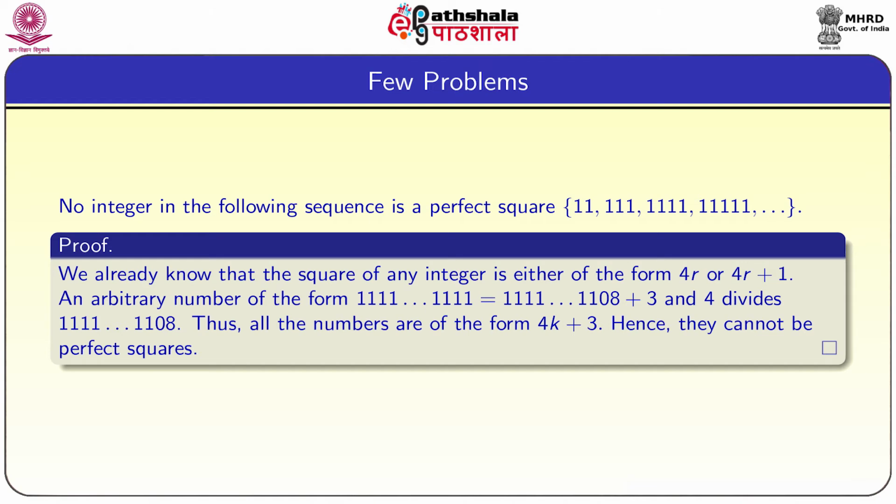So, in general this can be applied. Let us see that any arbitrary number of the form 1111 and so on 111 can be written as ones and the last 2 digits as 08, plus 3. It is easy to see that 111 and so on 1108, where the last 2 digits are 08, is divisible by 4. So, the entire number will give remainder 3 if I divide it by 4. Thus, all the numbers are of the form 4k plus 3, hence they cannot be perfect squares.